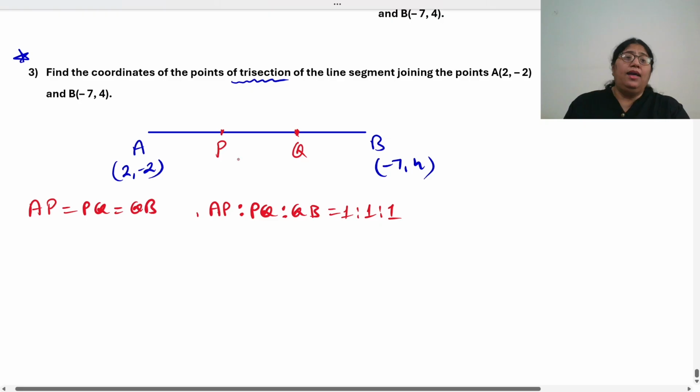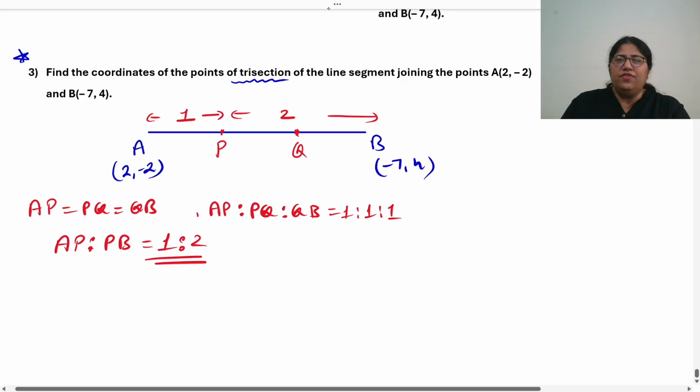But I can't take it here because I can't consider all these three points together in the section formula. So if I consider AP is to PB, can you see that? This is one part, this is two parts, right? I can take the ratio AP is to PB as 1:2. So the moment I get a ratio, in the first part you will not consider Q. You are just going to find the coordinates of P using the section formula.